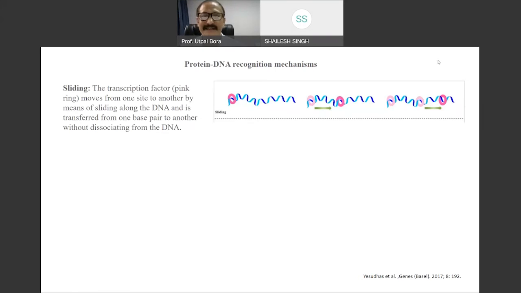Mainly, one is sliding. Here you can see this pink ring. If you consider that as a protein, and this blue thread as DNA, the blue thread is put through the ring, and this ring will move through the thread from one direction to the other. This we call sliding. So the transcription factor here, represented by the pink ring, transcription factor meaning protein, moves from one side to another by means of sliding.